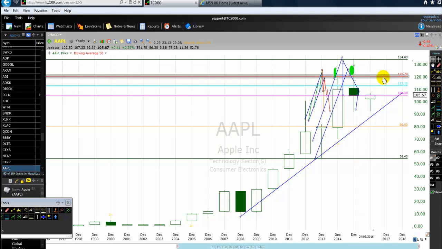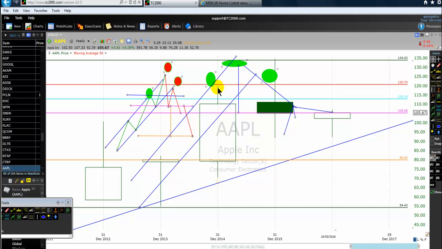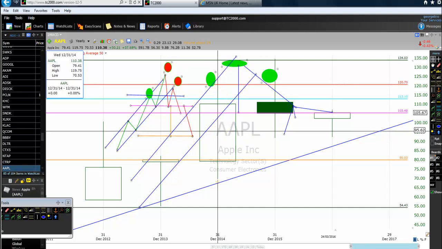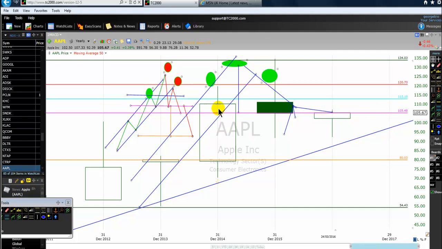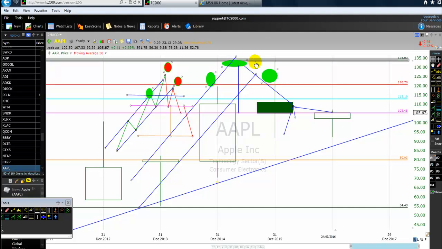This level here, the red line, is almost equal to the high of 2014. So what is the high of 2014? It's 119.75. So here, 120.70 is near the high of 2014. So this is also a key level. So both lines are key levels on a yearly chart.